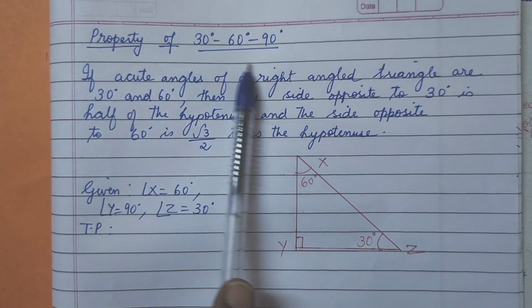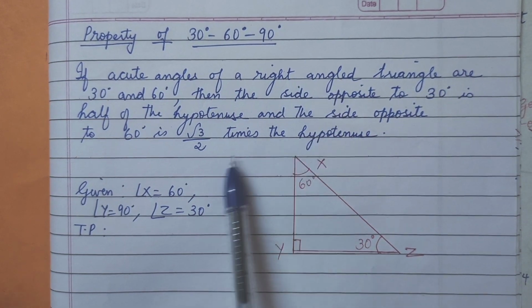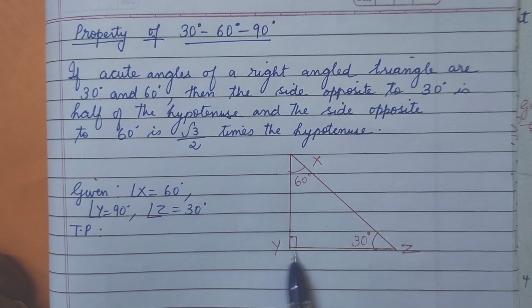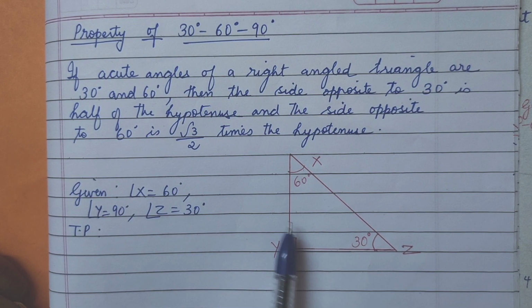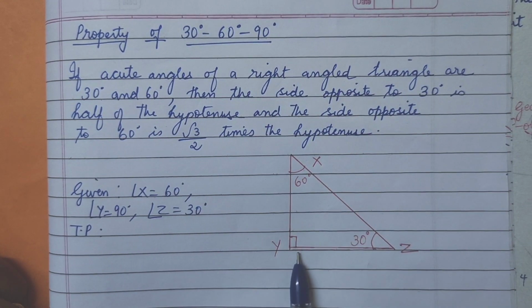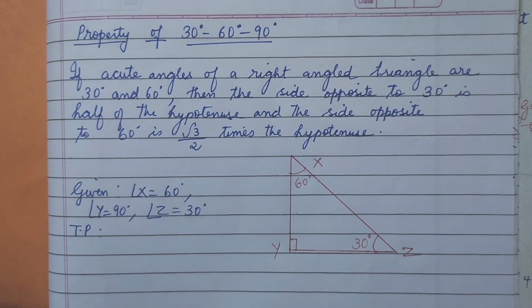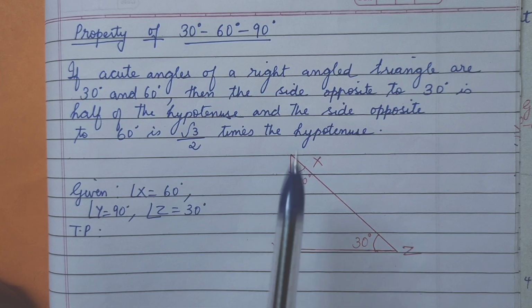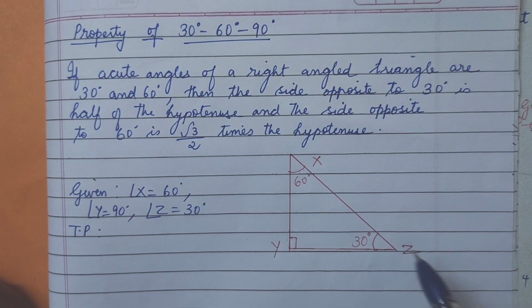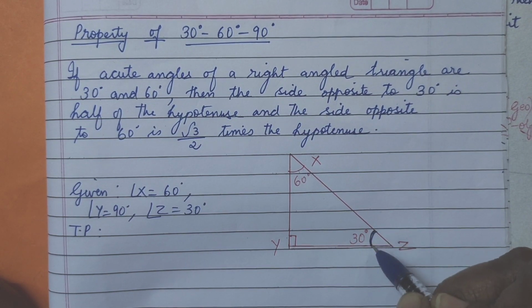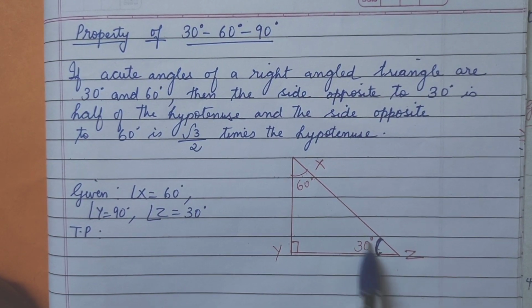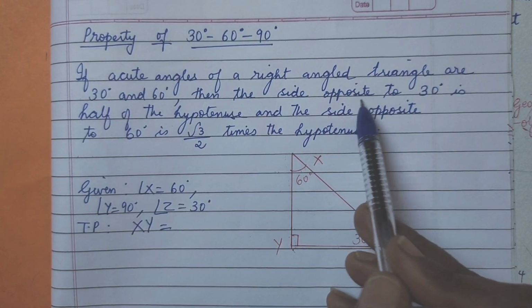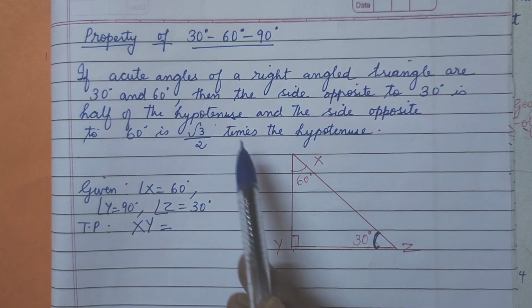Next, property of 30, 60, 90 degree. When can we apply this property? When the triangle has 30, 60, 90 degree angles, then we can apply this property. If acute angles of a right angled triangle are 30 डिग्री एंड 60 डिग्री, यानी ये राइट एंगल के अलावा जो एक्यूट एंगल है वो 30 डिग्री या 60 डिग्री होगा, then the side opposite to 30 degree. You can see the side, this is 30 degree. उसका ऑपोजिट साइड किसको बोलते हैं? इसका ऑपोजिट साइड है XY. So we say XY is equal to, side opposite to 30 degree is half of the hypotenuse.